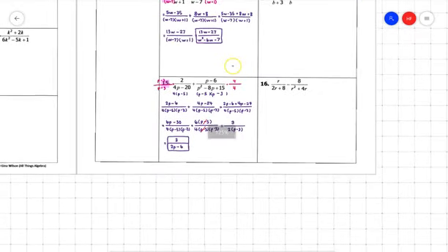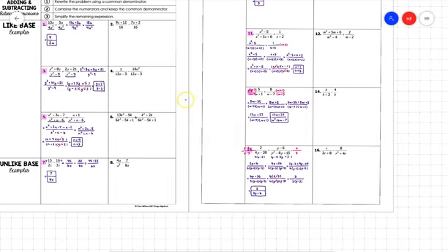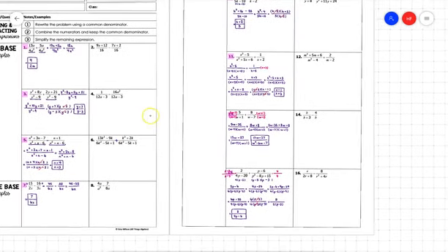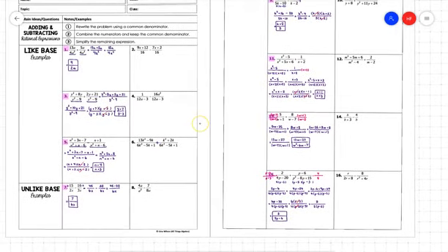So that's it for the notes portion of adding and subtracting our rational expressions. You guys are doing the right side, and if you need anything, just feel free to send us a message and let us know that you need some help. Make sure that if they don't have the same base, these are split up for you: like bases up here, and then the other ones are the ones where you're going to have to find that common denominator. Once you're done with this, just turn it in on Canvas, and then I will see you guys next time.